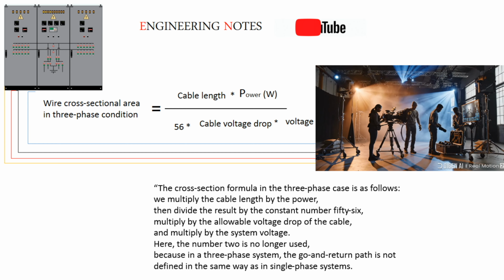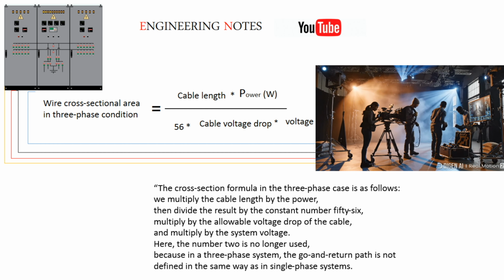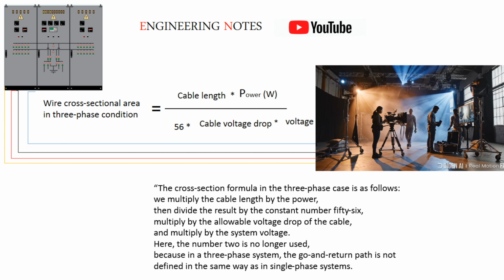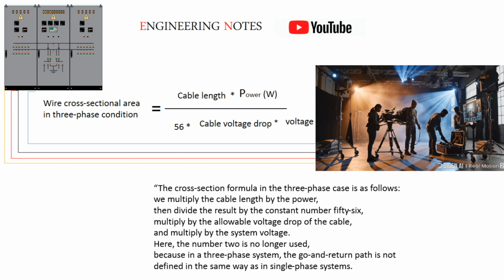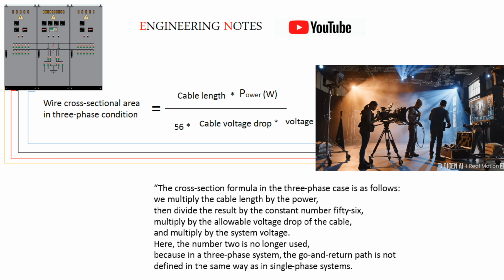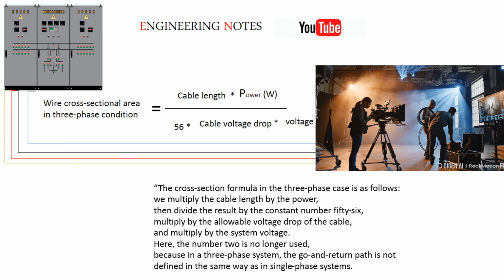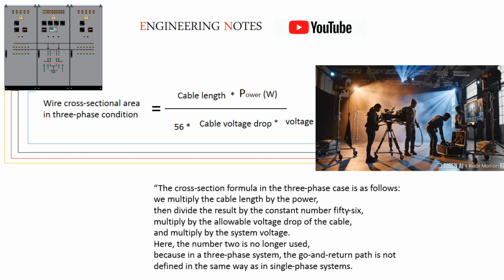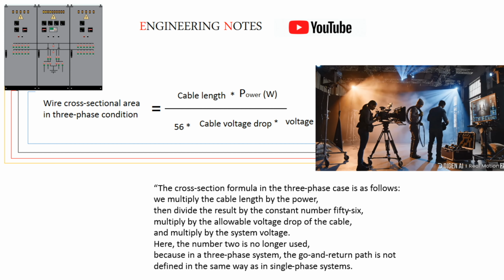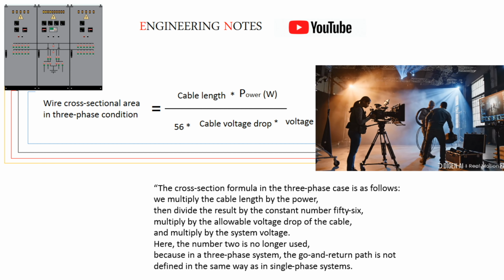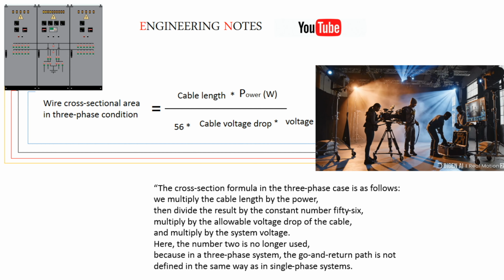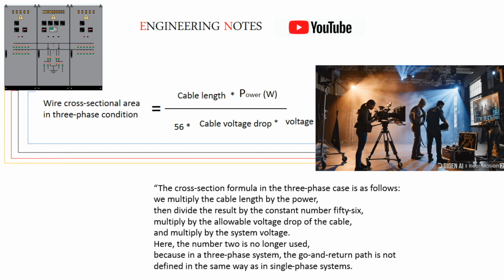We multiply the cable length by the power. Then divide the result by the constant number 56. Multiply by the allowable voltage drop of the cable. And multiply by the system voltage. Here, the number 2 is no longer used, because in a 3-phase system, the go and return path is not defined in the same way as in single-phase systems.